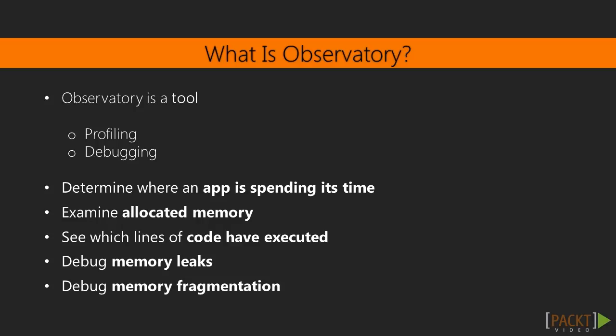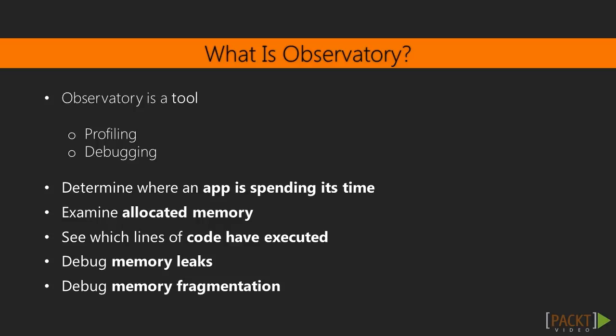Observatory is a tool for profiling and debugging your Dart application. It can determine where an app is spending its time. It will examine allocated memory. With this tool, you can see which lines of code have been executed. You can debug memory leaks with it.